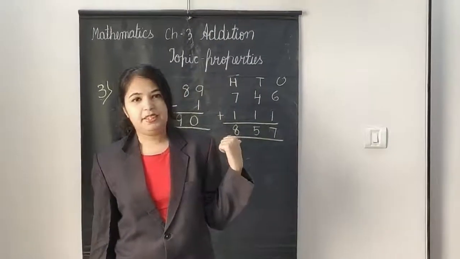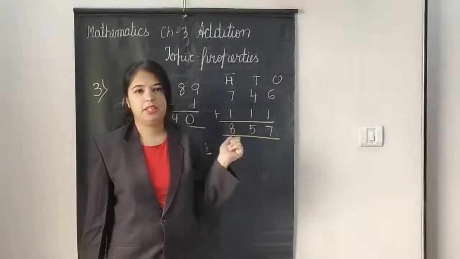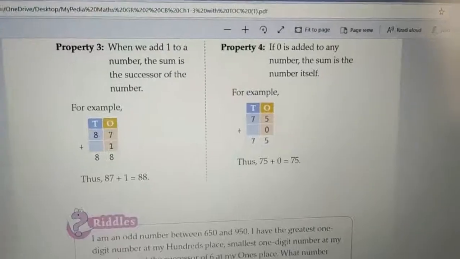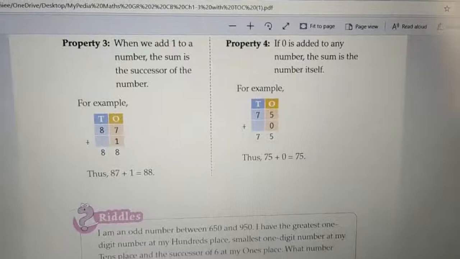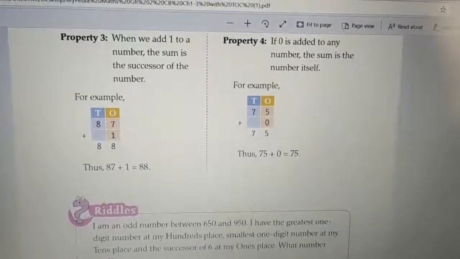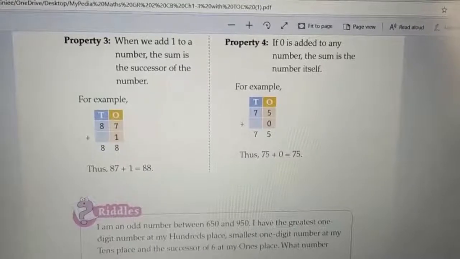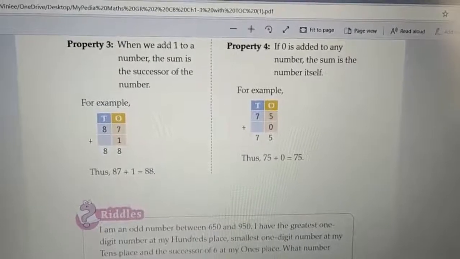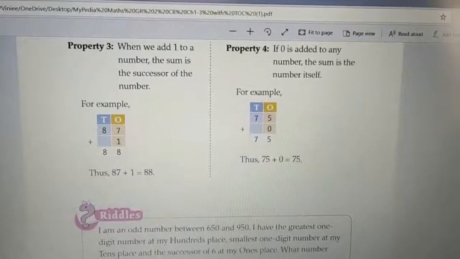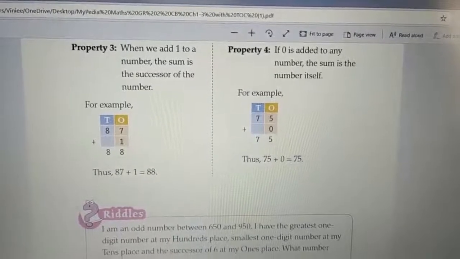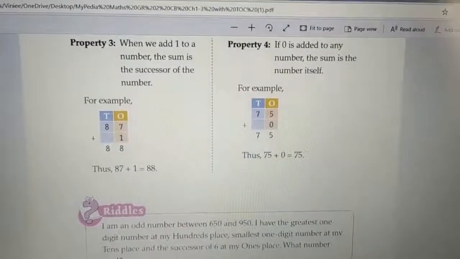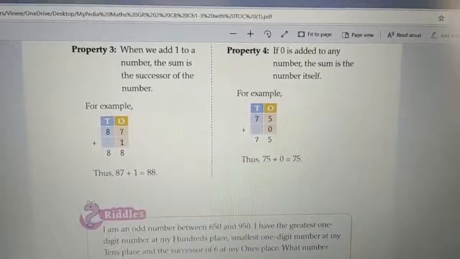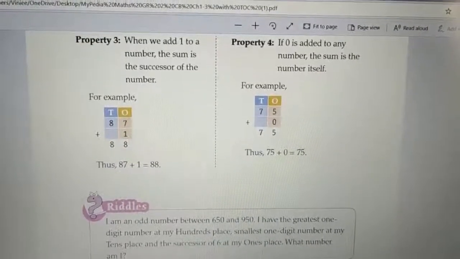After applying this, remembering this and understanding this property, now come, let's read the third and fourth property from the textbook. Now property number 3 and property number 4 are very easy, and you have learned them. I made you learn this in the first standard also, but we will make a recall of this. In property number 3, when we add 1 to a number, the sum is the successor of the number. This I have explained to you from the starting of the first standard, that whenever you are adding one to any number, the answer is the after number.